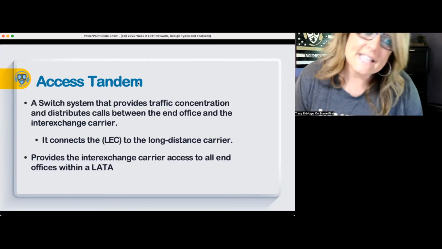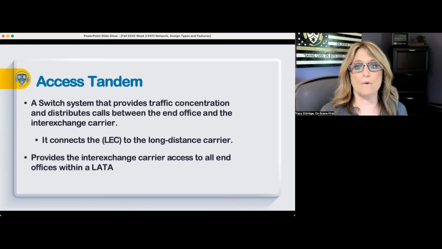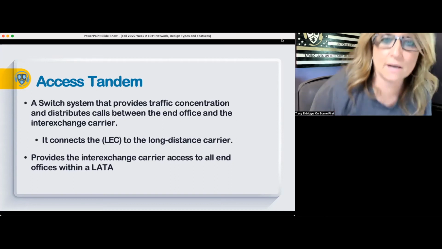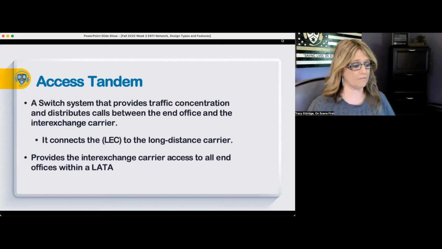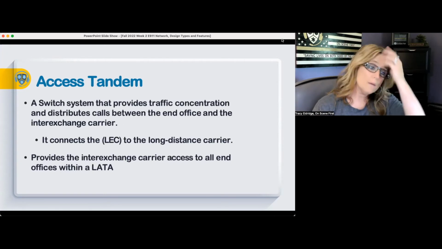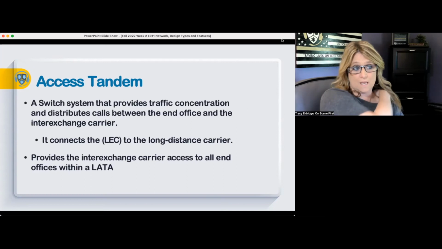Then there's the access tandem. I remember before I started working at RapidSOS, I had no idea what a tandem was. I just knew that it was a word that I saw. Where did I see it? I would see it when a 911 call would come in and it would say something along the lines of denied access, disconnect between tandem and something or else. I had no idea what it was, but now we're going to learn about what an access tandem is.